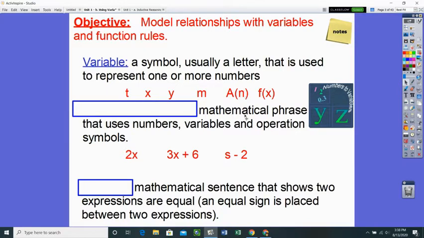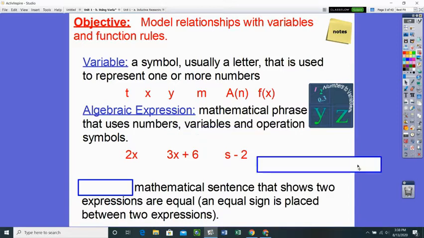All right, so the next one, a mathematical phrase that uses numbers, variables, and operation symbols. And I've given you 3 examples down here. It's not a single word. There are actually 2 words there. First of all, these are all, did you think it, expressions? And the minute you put that variable in there, it is an algebraic expression because it has that variable in there.